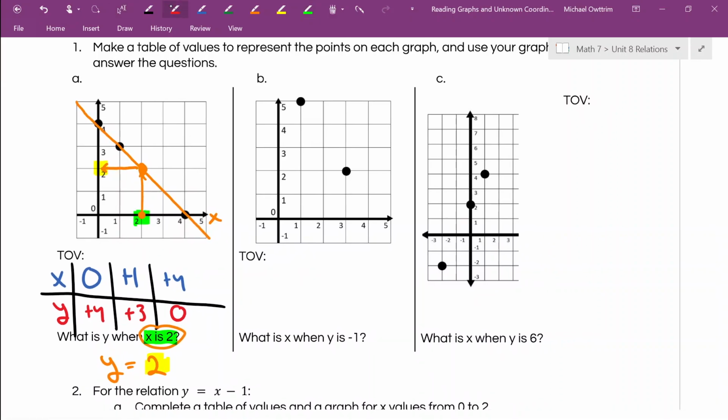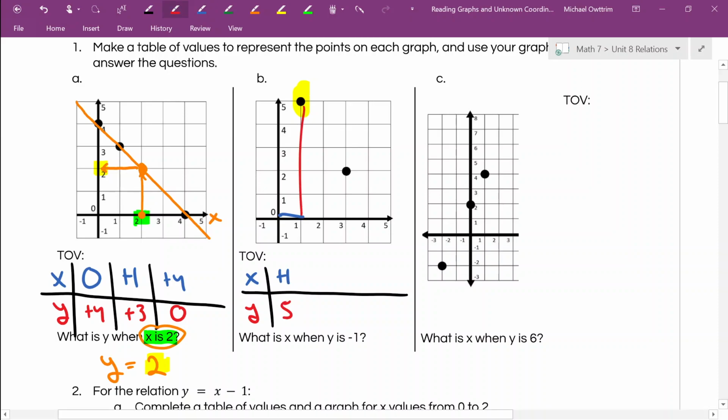Similarly, in question B, we want to start by making our table of values, or our input-output table. Those words mean the same. For our first point, I need to go 1 to the right, or plus 1 for my x, and then 5 up, so 5 for my y.